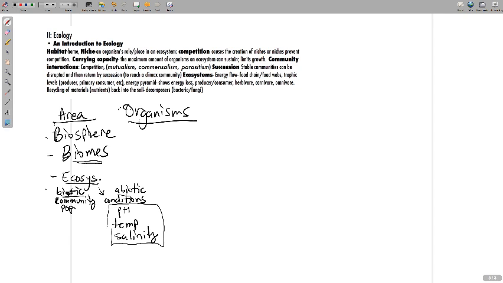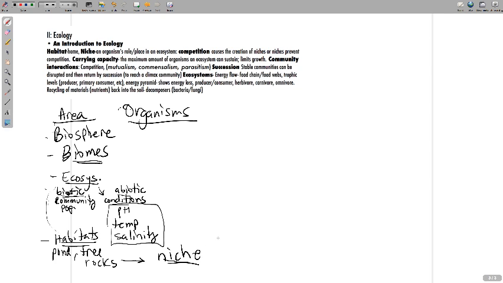What else? Okay, so that's an ecosystem. And then an ecosystem is broken up into habitats. And habitats are all the different homes that the organisms have. So examples of habitats are ponds, tree areas, under rocks. These are habitats.